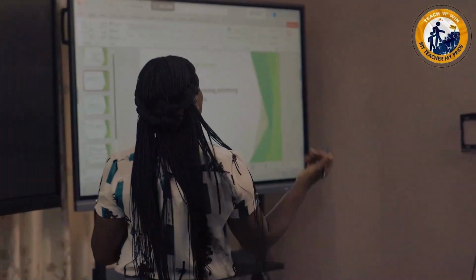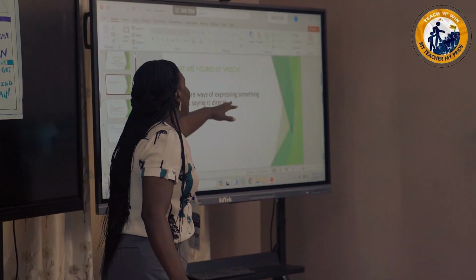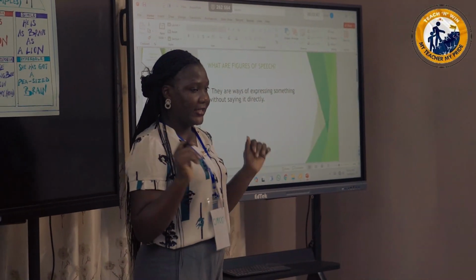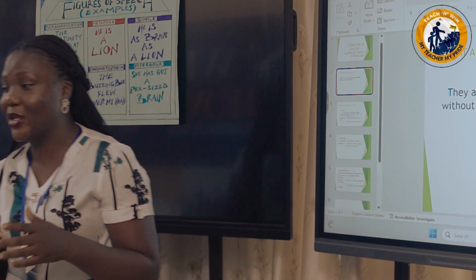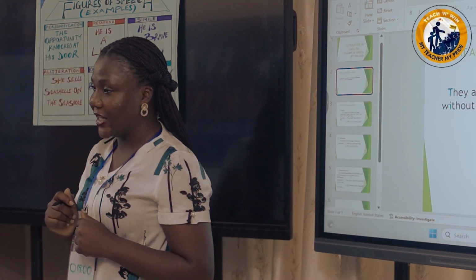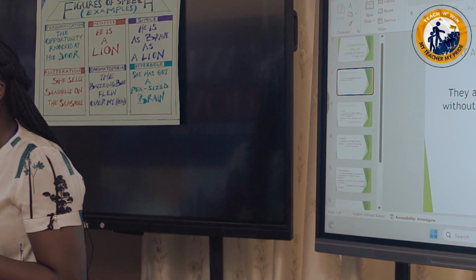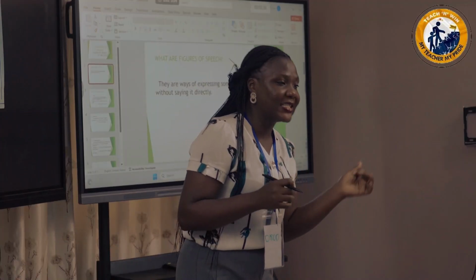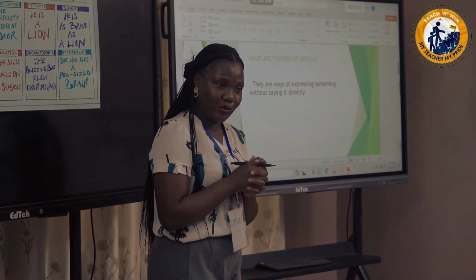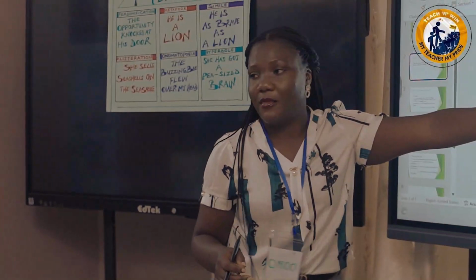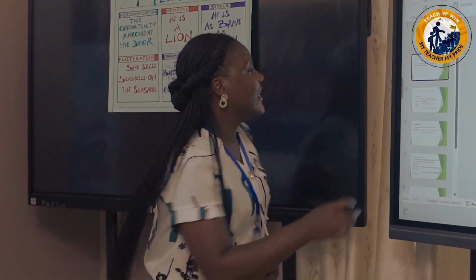Beautiful. So figures of speech are used in expressing something without saying it directly. It is used to express something without what? Saying it directly. For instance, let's look at this example. The old man kicked the bucket in his sleep last night. What did the old man do? He died. Did I say the old man died? No. But I meant the old man died. So I have expressed myself without saying it directly.